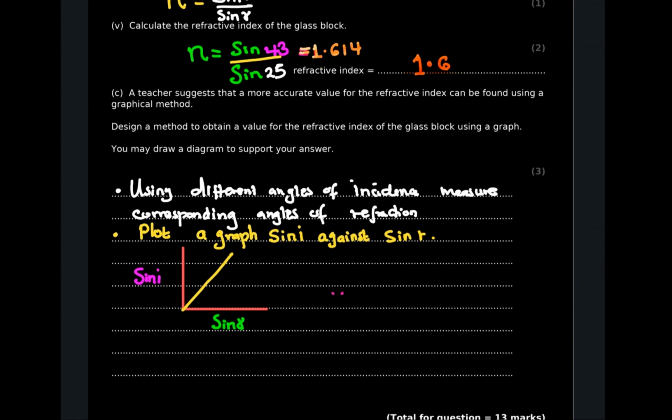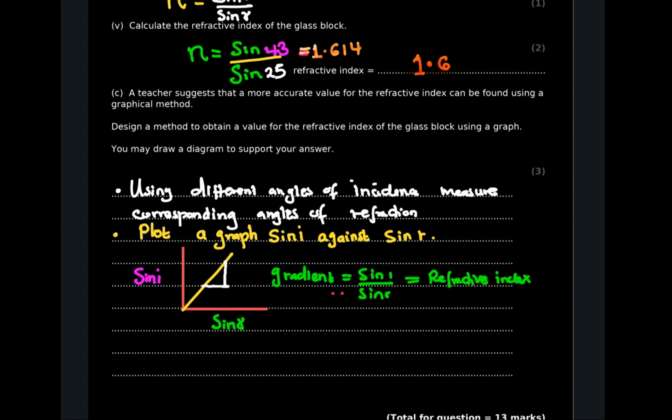Then there are some other things that we can use this graph for. We can use this graph in order to find the refractive index that we had worked out up there. So when you are using a graph to find the refractive index, you are going to work out the gradient of this line. And the gradient from here you can see is rise over run. Rise is sine i, run is sine r, and this is equal to the refractive index.